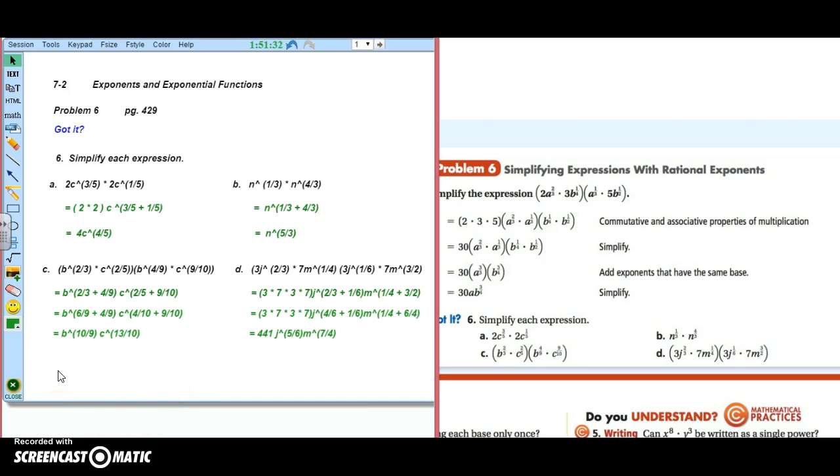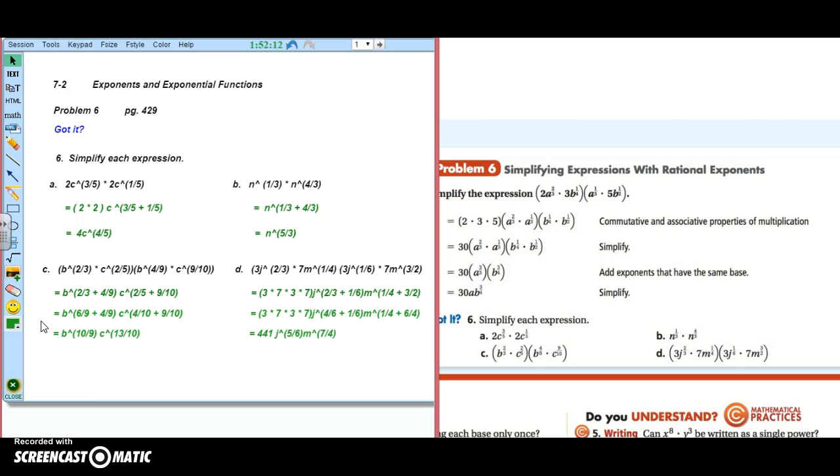Part C, we have b to the 2/3 times c to the 2/5 times b to the 4/9 times c to the 9/10. And really the parentheses don't mean anything here because there's no power outside of them. It's all multiplication. So we really don't need the parentheses. So we can combine our b's. Okay, there's two b bases. One has a 2/3 power, one has a 4/9 power. And we can combine our c's. One has a 2/5 power, one has a 9/10 power.